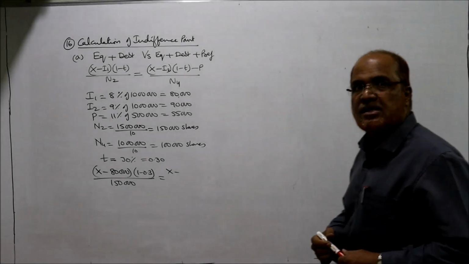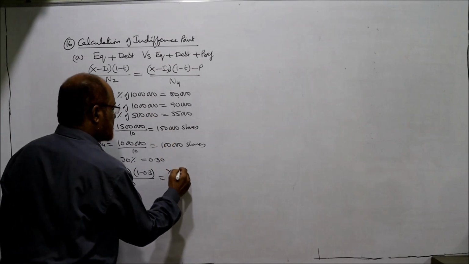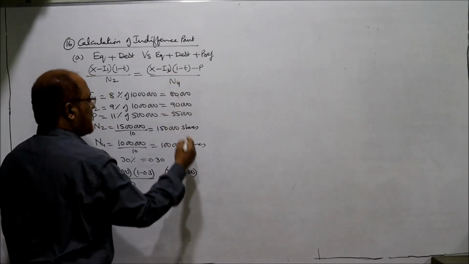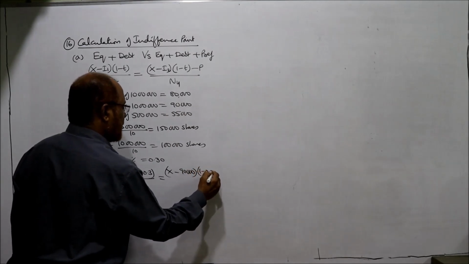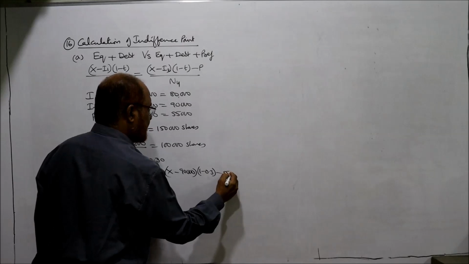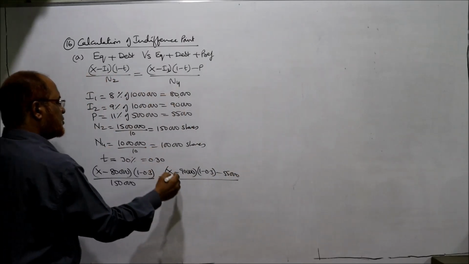So X minus I2. I2 is how much? 90,000 into 1 minus T, 1 minus 0.3, minus P. P is 55,000 divided by N4. N4 is 1 lakh.